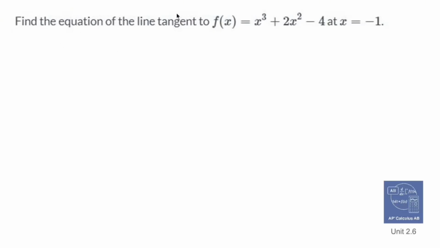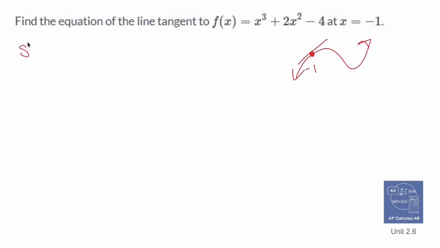Find the equation of the line tangent to f of x equals x cubed plus 2x squared minus 4 at x equals -1. I don't know what this looks like. But I know it's a cubic, and I know at some point x is going to equal -1, and I'm supposed to find the line tangent to that at -1. Well, what do I know? I know that the slope of the tangent line is found by taking the derivative.